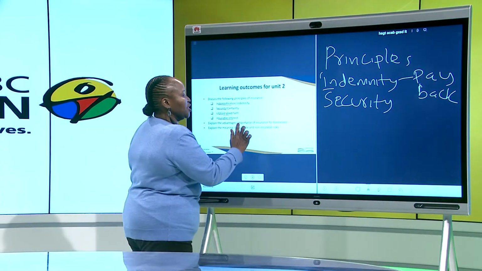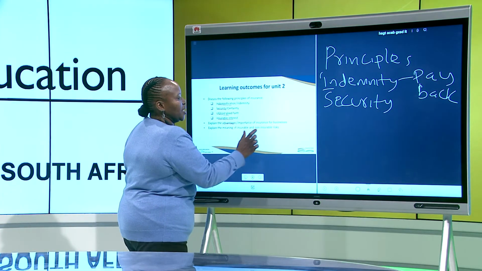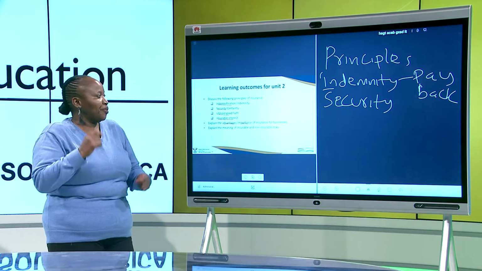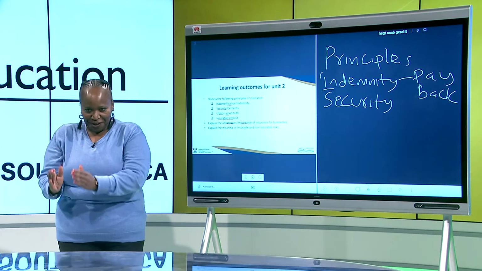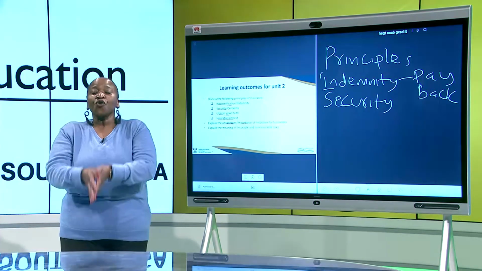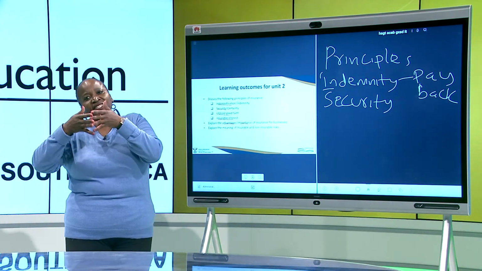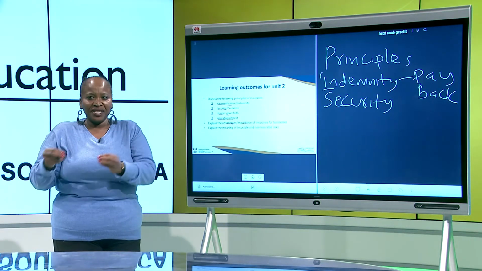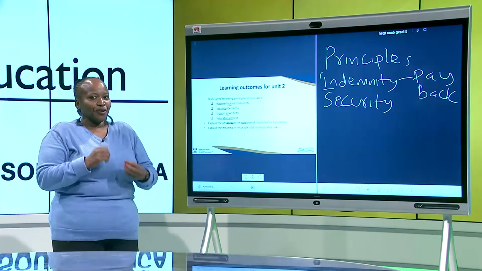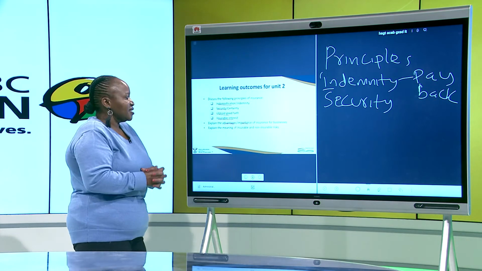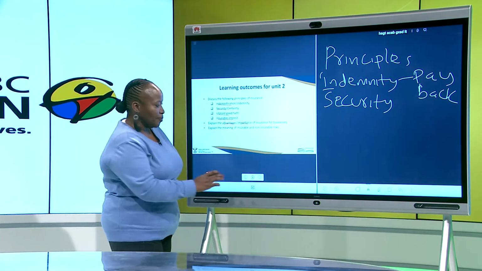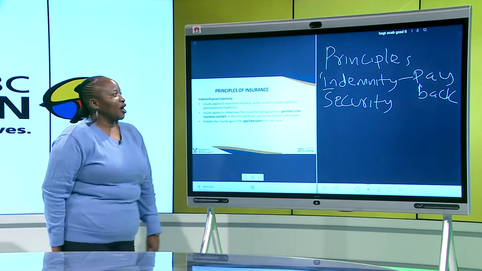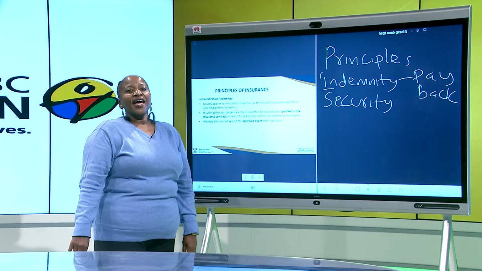We're also going to deal with the advantages or importance of insurance for businesses, not individuals. In business studies, we are looking at why insurance is important for businesses, not for individuals, because this is about business studies. Explain the meaning of insurable and non-insurable risk. Now, let us start with the principles of insurance.